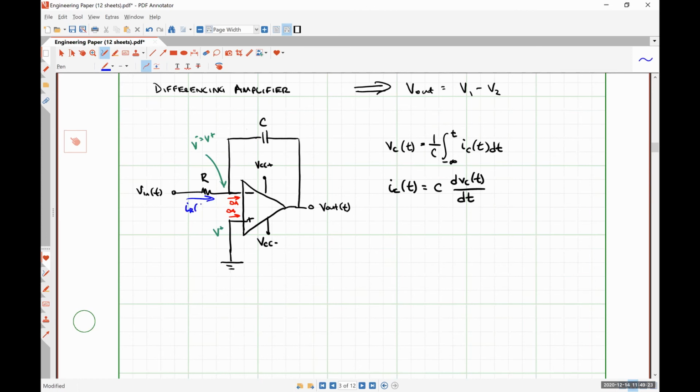Let's call this IR of t. And what should IR of t be? Yeah, Vn over R, exactly right. Because if this is effectively grounded, it is that simple. So IR of t is Vn over R. All right, now we have this capacitor current here, IC of t, and that capacitor current has to be the exact same thing as IR of t.